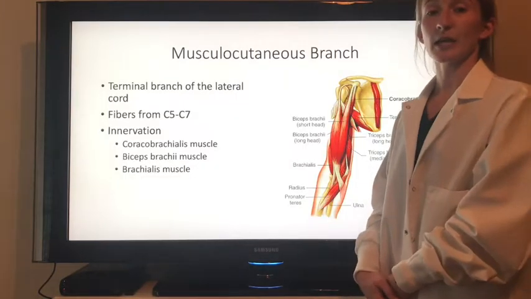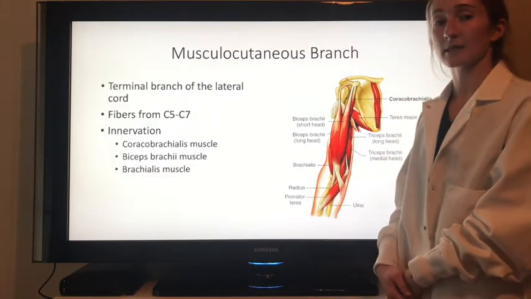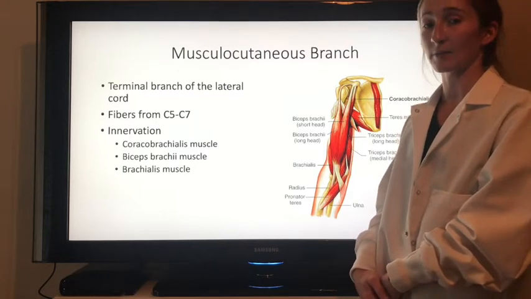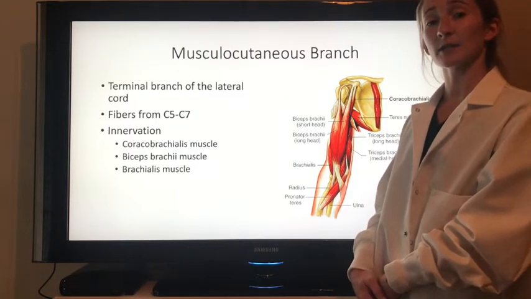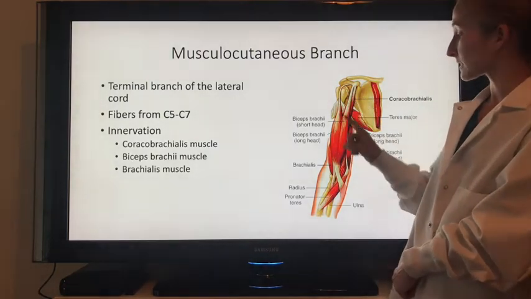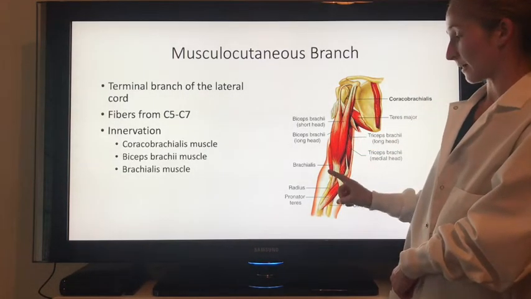The musculocutaneous branch of the lateral cord exits the axilla by piercing the coracobrachialis and descends between the biceps brachii and the brachialis. It innervates the flexor muscles of the anterior compartment of the arm, which include the coracobrachialis, the biceps brachii, and the brachialis.